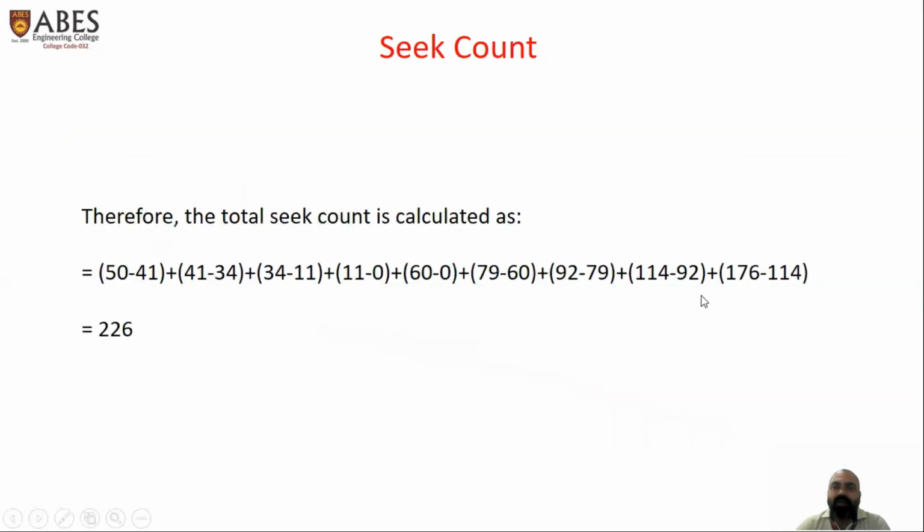In the last, we have to calculate the seek count for this process. The seek count will be 50 minus 41 plus 41 minus 34 plus 34 minus 11 plus 11 minus 0 plus 60 minus 0, then 79 minus 60, 92 minus 79, 114 minus 92, and 176 minus 114. The addition of all these will be 226. So this is the seek count for this scheduling algorithm for the particular sequence which we have taken.